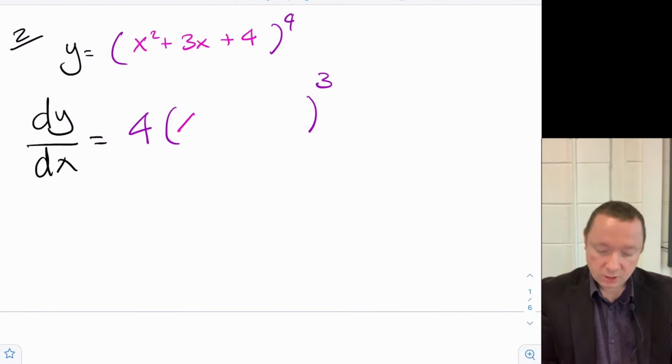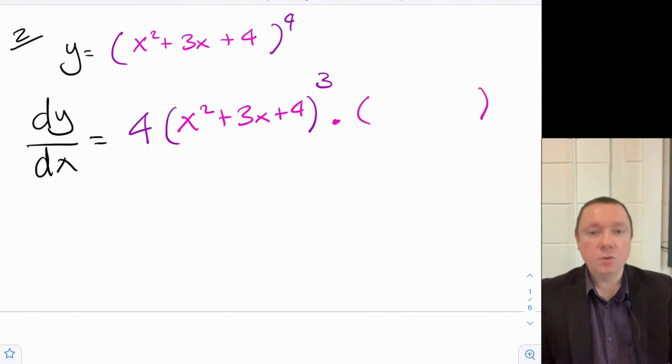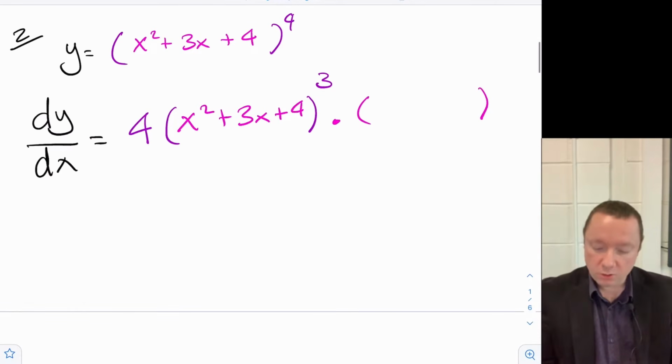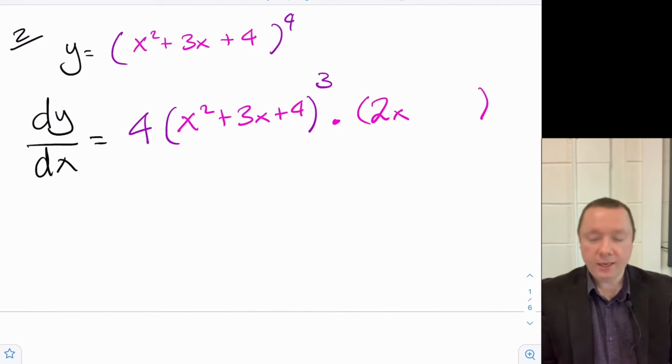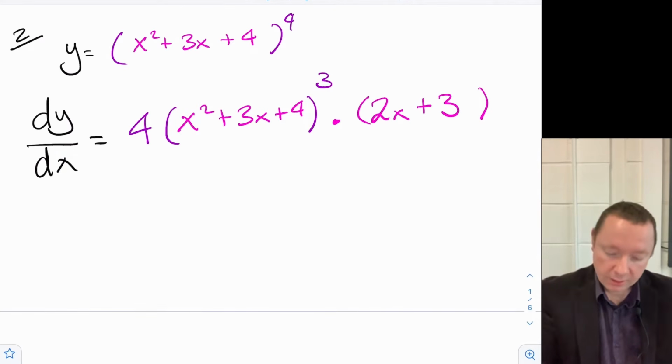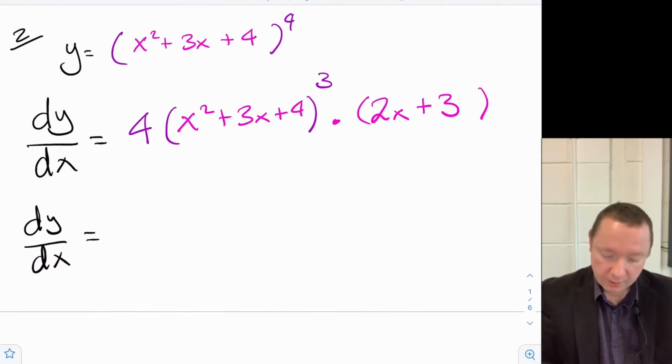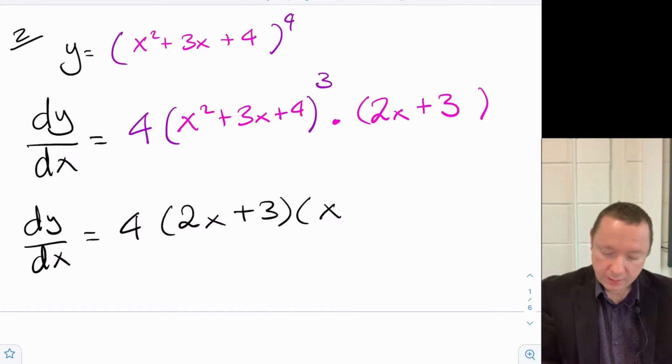The inside is just x squared plus 3x plus 4. I now need to differentiate the inside part. So it's going to be times by the derivative of x squared, which you can differentiate using the power rule to 2x. 3x becomes 3 and 4 becomes nothing. So we've got 2x plus 3. We can now just tidy that up a little bit. So dy by dx is simply 4 times my (2x plus 3) times my (x squared plus 3x plus 4) cubed.